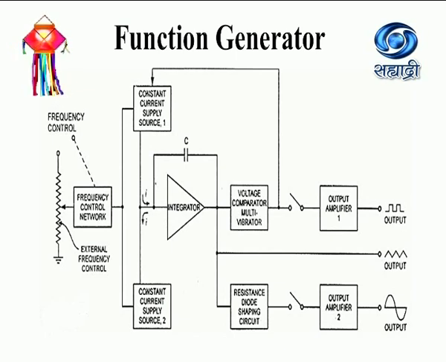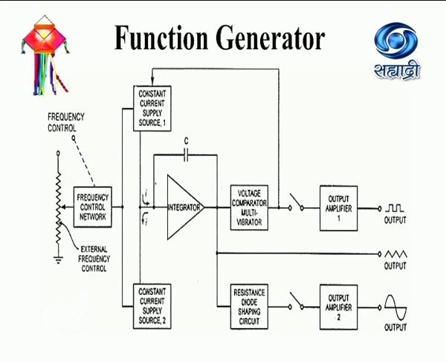The first block is frequency control network. So this block is basically used to control the frequencies of generated waveforms. Then the output of this control network is connected to two supplies, constant current supplies, source 1 and second constant current supply, source 2. The output of these supplies are connected to integrator. So basically one capacitor is connected in feedback with this integrator circuit. So this integrator circuit is basically the op-amp integrator. The output of this integrator is triangular waveform.